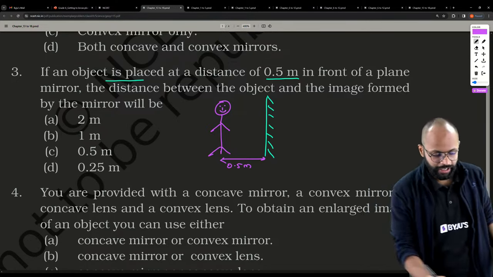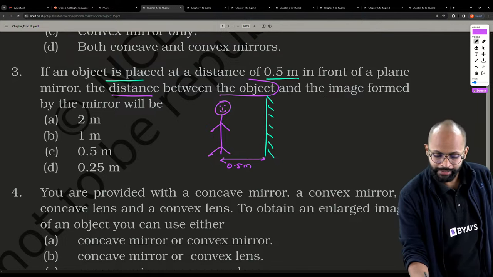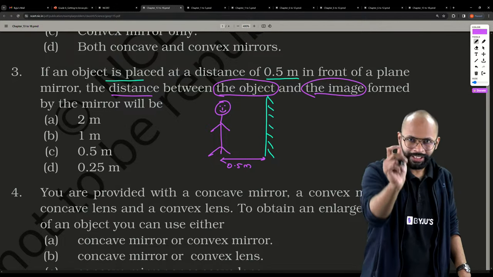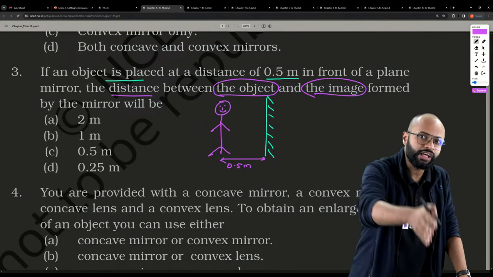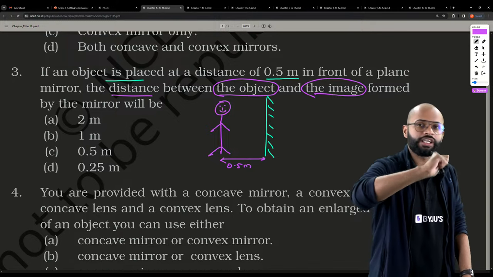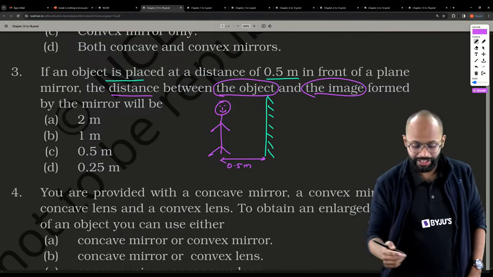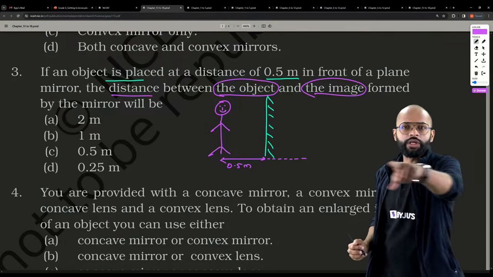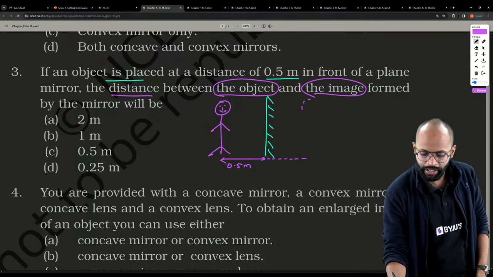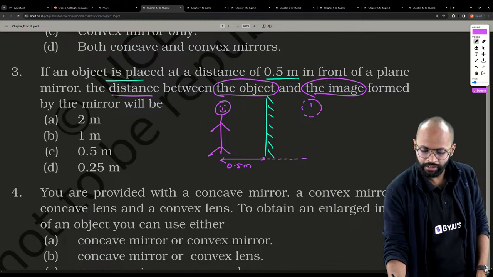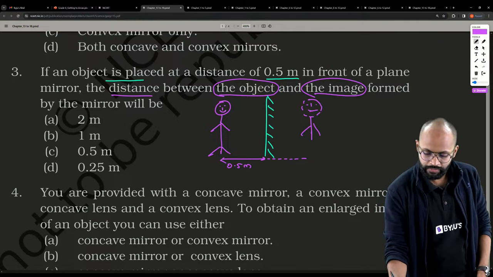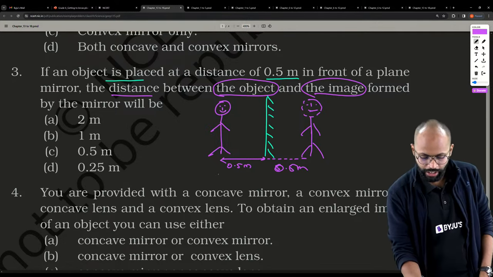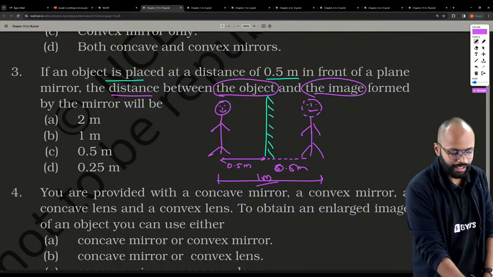Yahi galti hoti hai. The distance between the object and the image. People who are saying 0.5, tum pata hai kya answer de rahe ho? You are telling me the distance of mirror from the image. Na, question is asking you distance of object from the image. Image kahan banega? Object distance will be equal to image distance inside the mirror, na? Toh image kahan banega, bhai? This will be the image of the smarty. So, 0.5 meters. Total distance kitna ho gaya? 1 meter, na? So, correct answer will be B.